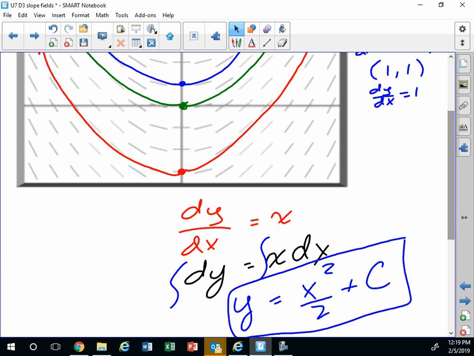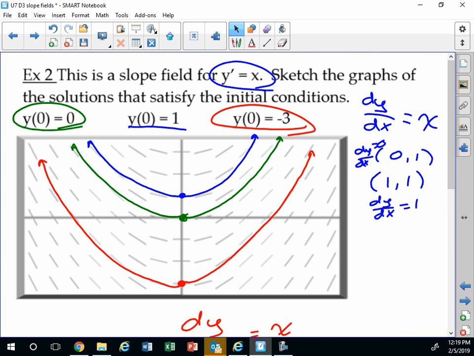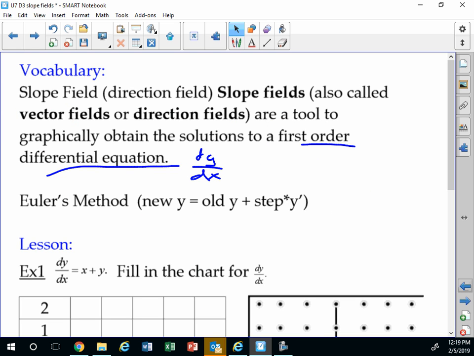There it is. So with a slope field, you didn't have to do this work to draw the graph. You didn't have to know anything about this to draw that graph, because I used my slope fields to draw that graph. We're now going to draw our own slope fields. That's what this is.